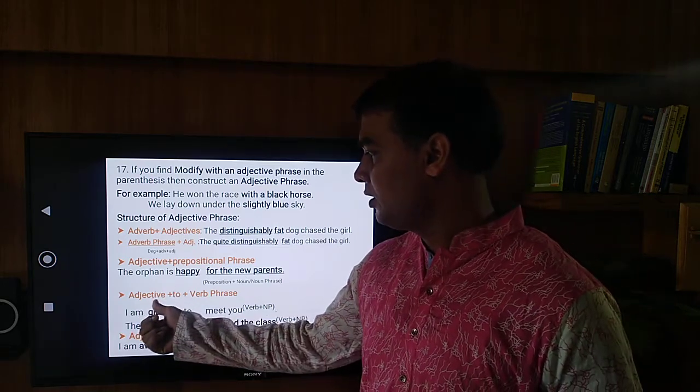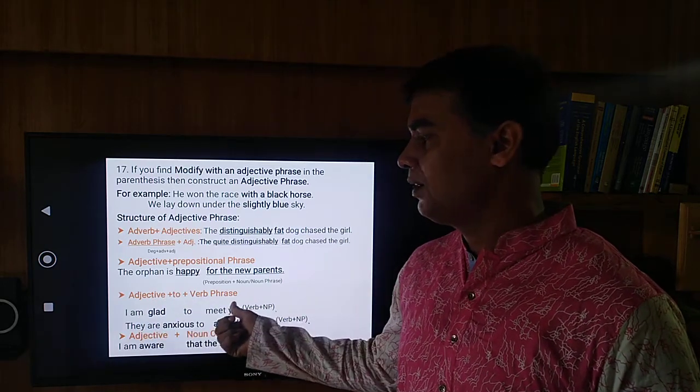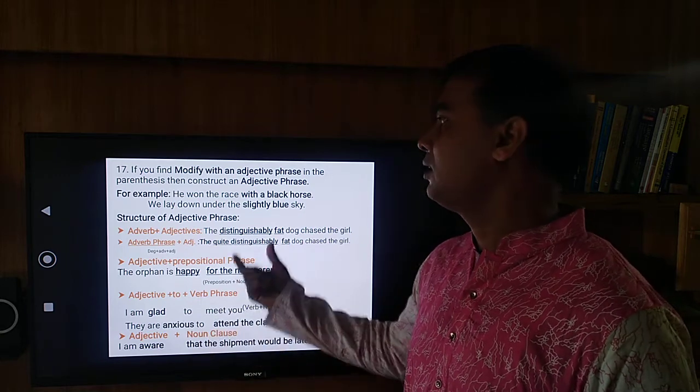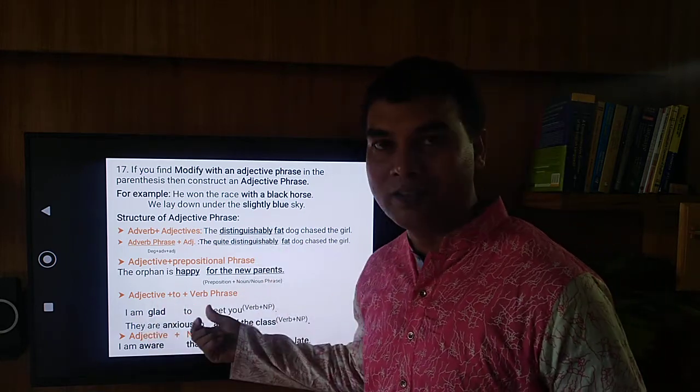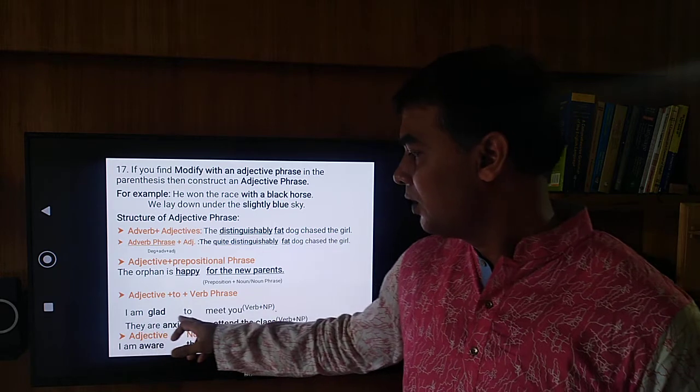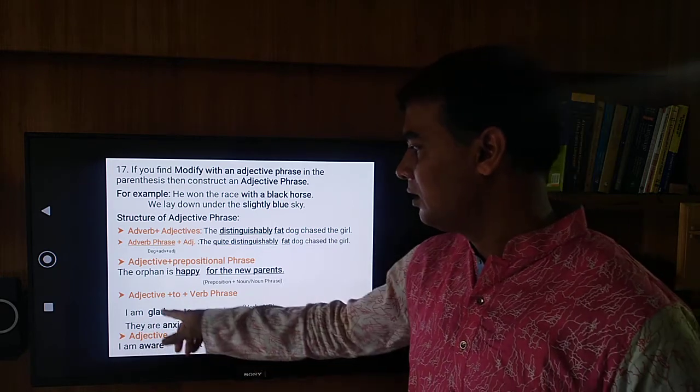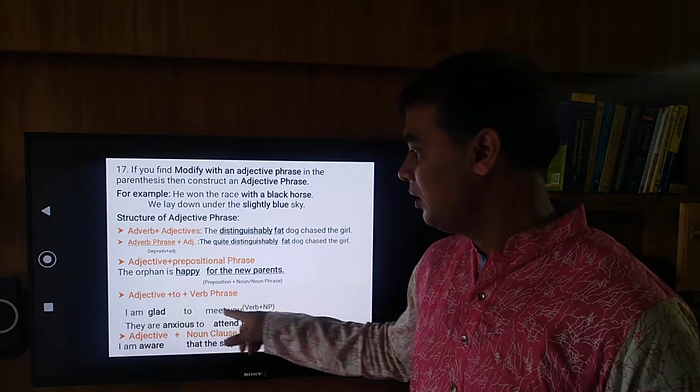Next, adjective plus to plus verb phrase. You can also construct an adjective phrase following this structure. For example, I am glad to meet you. Here, glad is an adjective, then to, and then meet you.